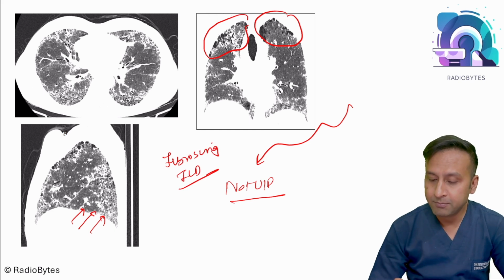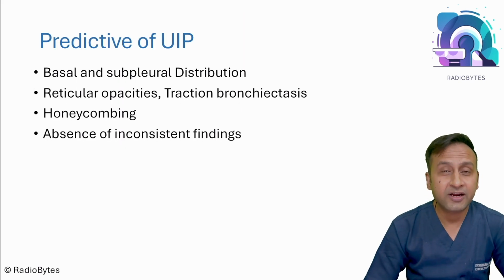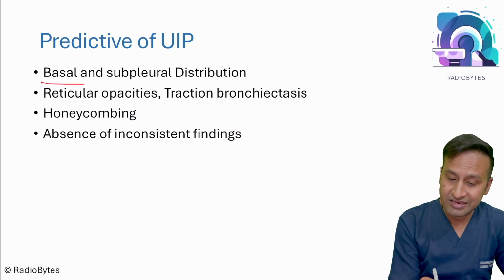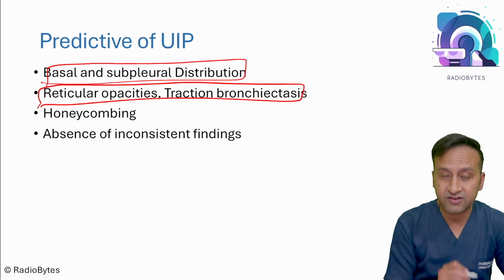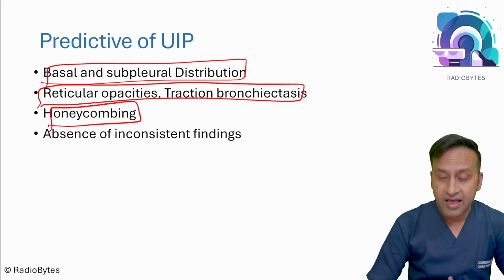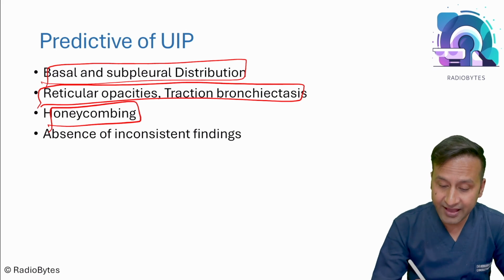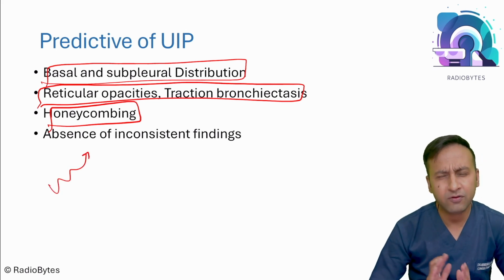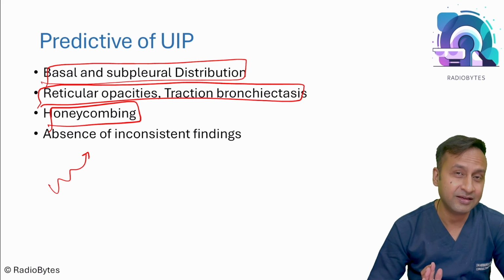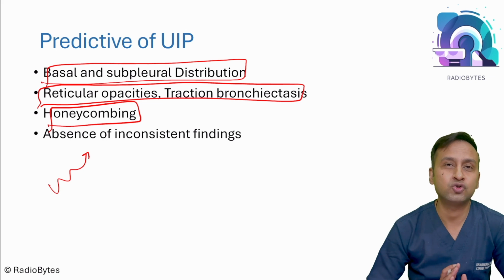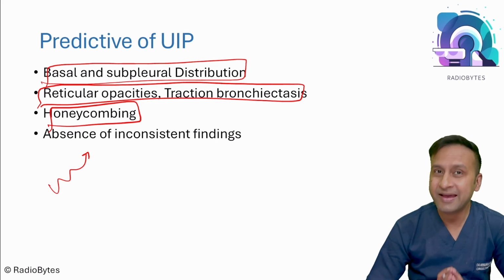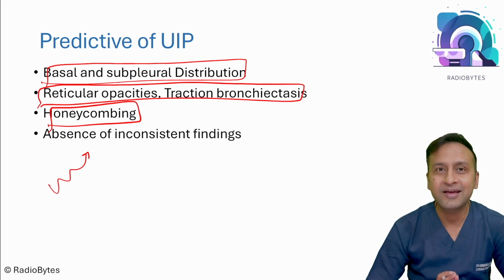Why is it not UIP? Because the findings which are important for UIP are basal and subpleural distribution, reticular opacities, traction bronchiectasis, and honeycombing. And the most important point is the absence of inconsistent findings. One of the most important inconsistent findings is a disease which predominantly has an apical or mid-lung zone predominance. So because the first case had a basal predominance, we can call it UIP. The second case had an apical predominance, so we cannot call it a UIP.